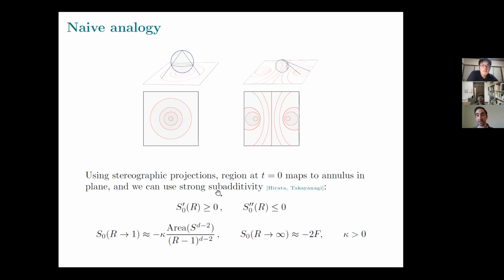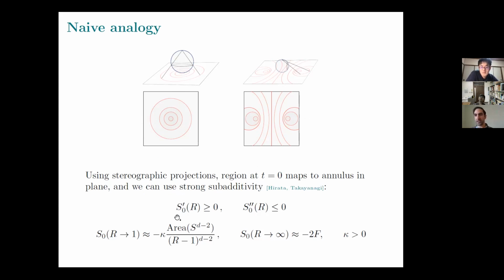And then there's this nice result, which as far as I know is due to Harada and Takayanagi, which constrains annulus entanglement entropies. You can use strong subadditivity by considering different radii and their union and their intersection, and things in a clever combination.